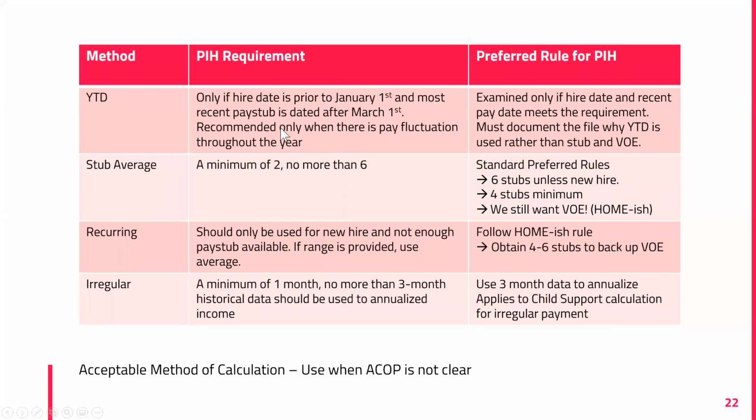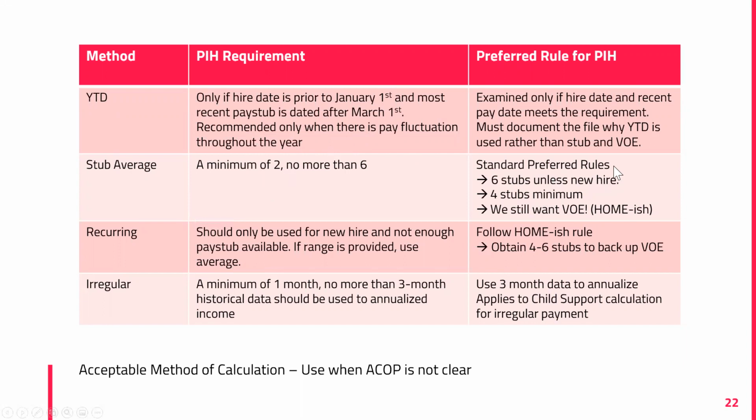This is recommended when there is pay fluctuation throughout the year. I'm going to go over how to do it and what income to use on the 5-9 in a little bit, so don't worry about that just yet. Then we have the stub average. The requirement per the PIH is a minimum of 2 and no more than 6.